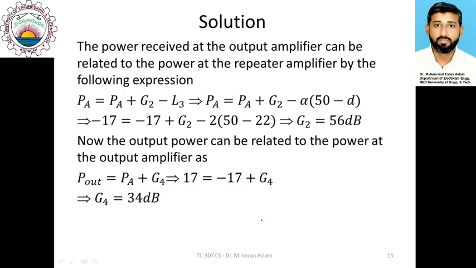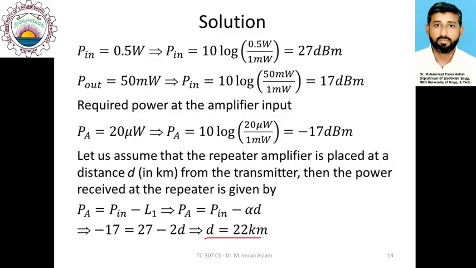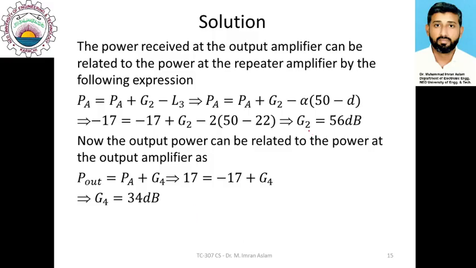So you can see that we have calculated the location of the first repeater amplifier. It should be placed at 22 kilometers, and we have also calculated the gains of both the amplifiers. The first one, the repeater amplifier, should have a gain of 56 dB, and the output amplifier should have a gain of 34 dB. Note that the gain is always mentioned in dB, not in dBW or dBm.